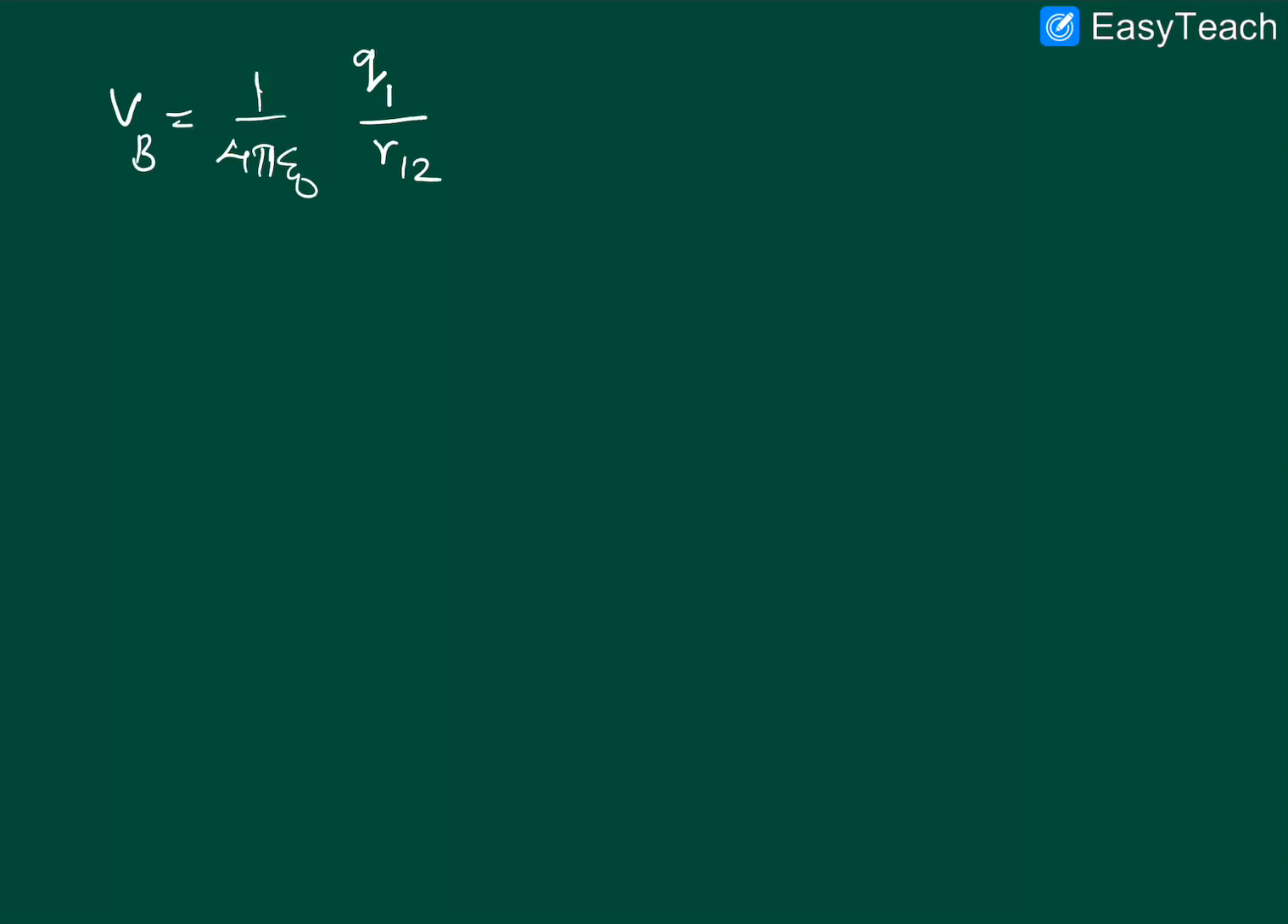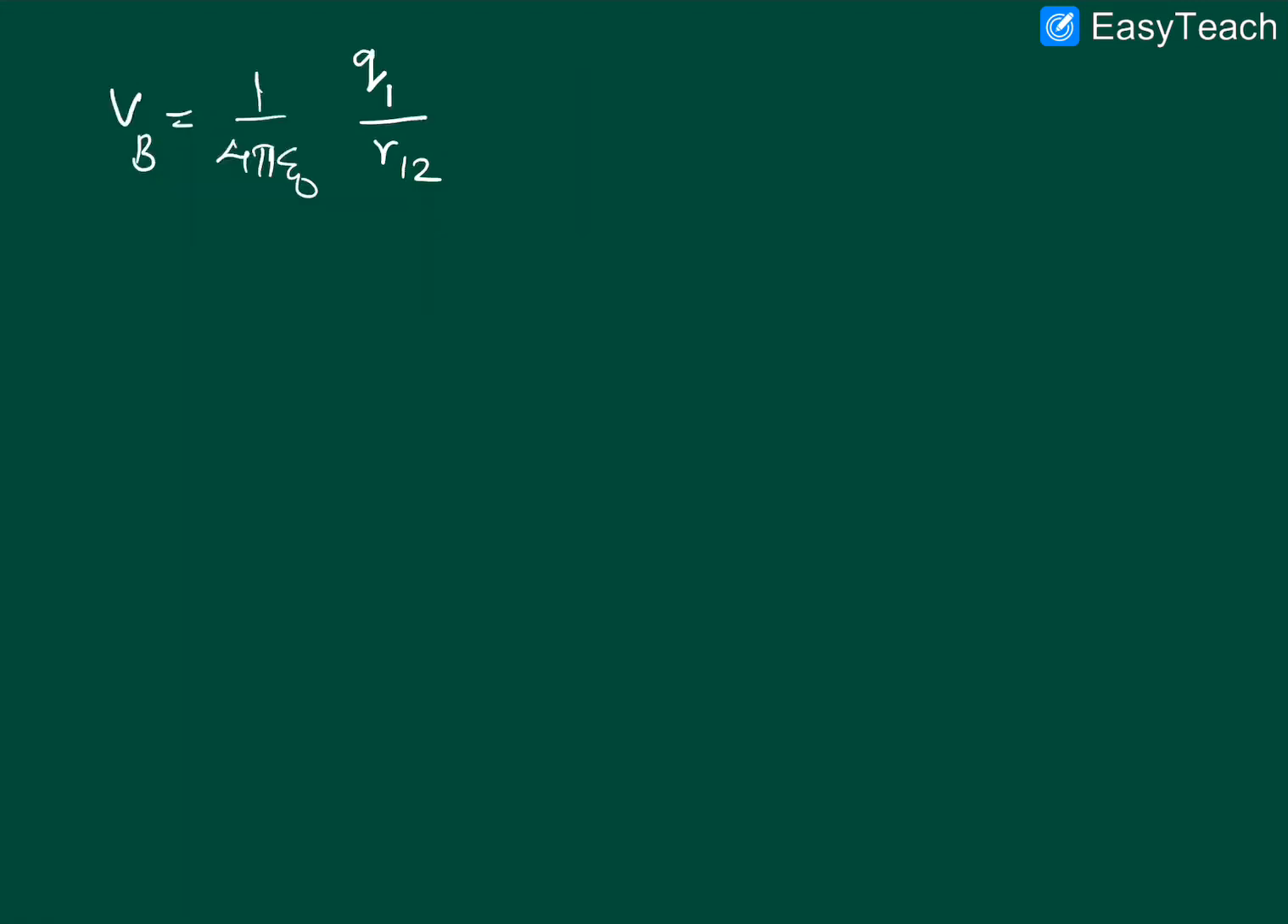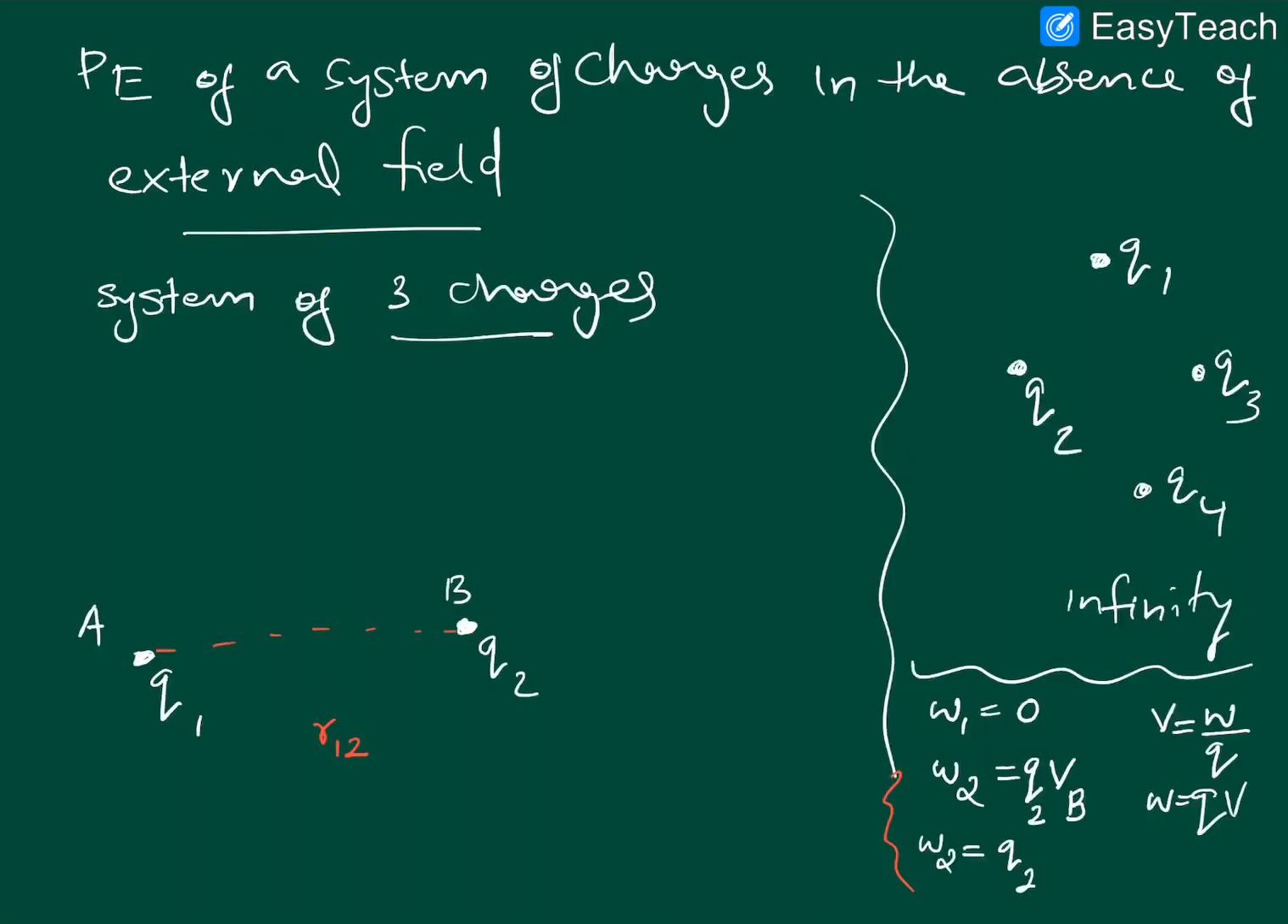Hence the amount of work done is given by W2 is equal to Q2 into VB. What is VB? 1 by 4 pi epsilon 0 Q1 by R12.